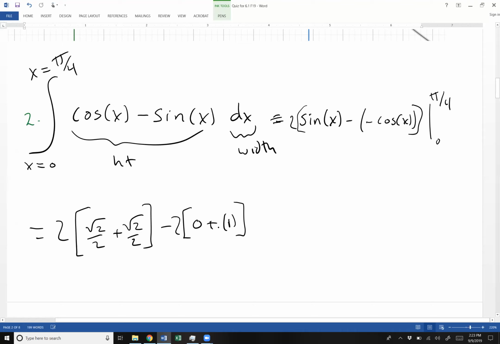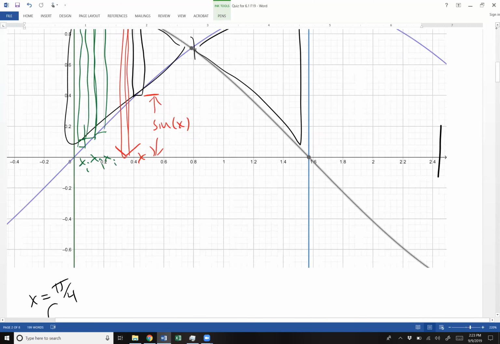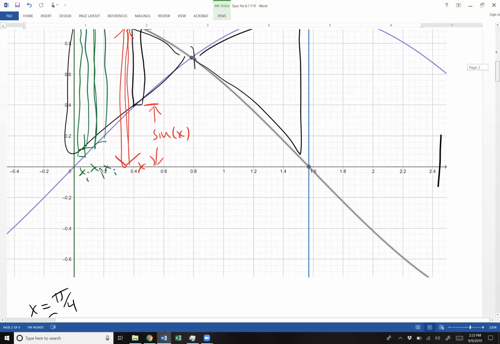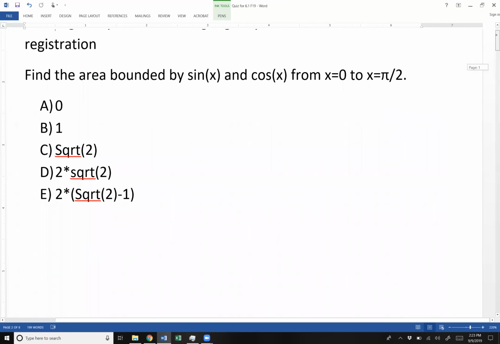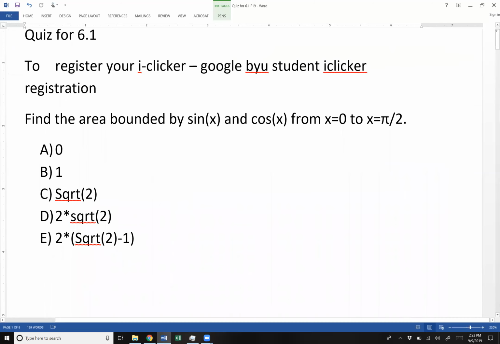Thanks. Okay, so what do you end up with? Well, the square root of 2 plus the square root of 2, half a square root of 2 plus half a square root of 2 is a full square root of 2, so you get 2 times the square root of 2 minus 2, which is 2 times the square root of 2 minus 1. And if we go back up, it looks like E is the right answer.